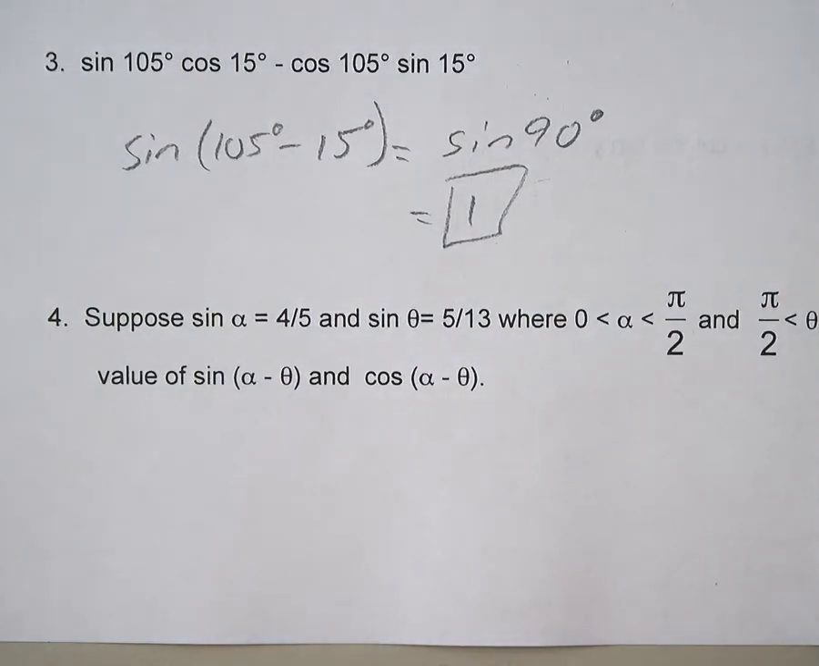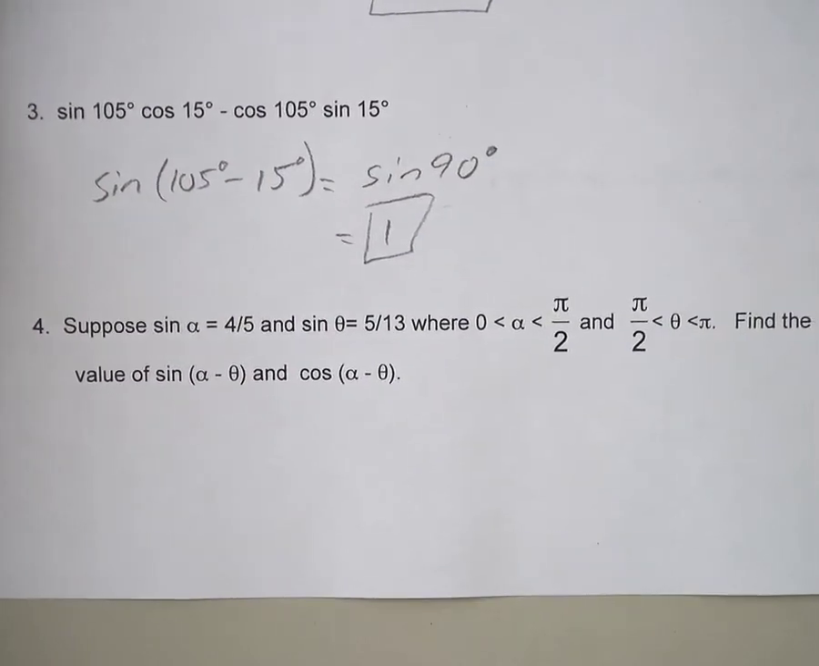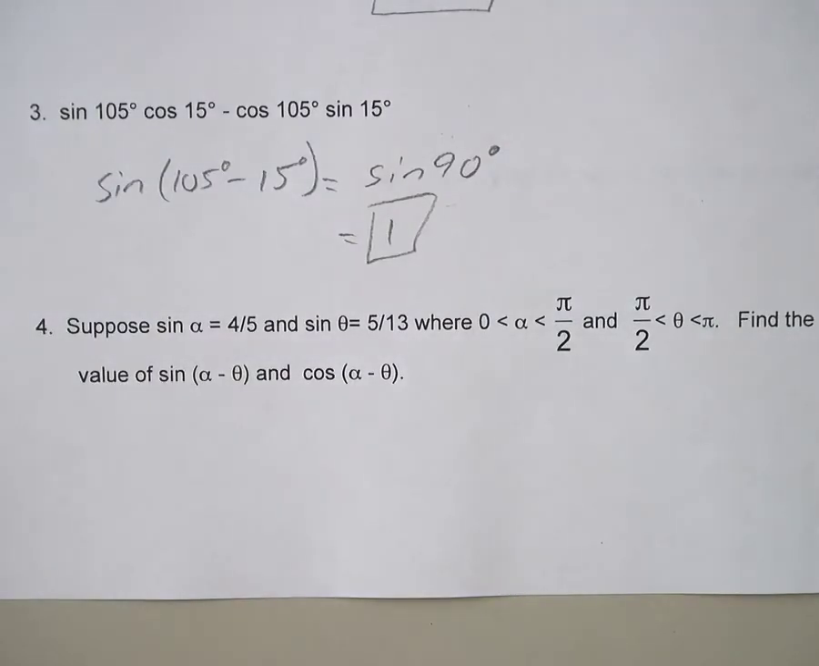Okay. So let's get on to number 4 here. Now number 4, this gets pretty interesting. It says, suppose that sine of alpha, so now we're at a reference angle again, is 4 over 5. Sine of theta is 5 over 13. So I've got 2 angles, alpha and theta. Keep in mind that these are not necessarily related. They're 2 different angles. And then it says that alpha is somewhere between 0 and pi over 2.